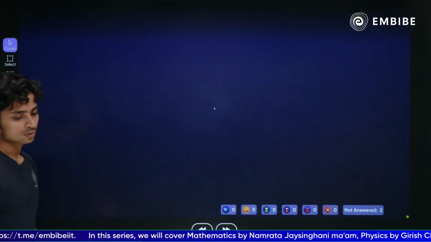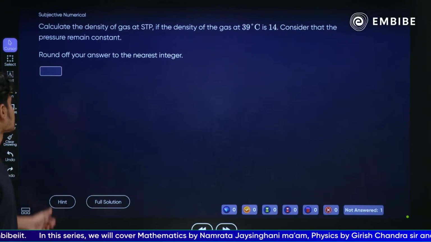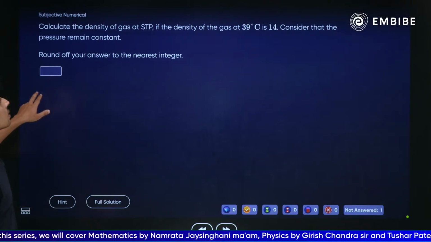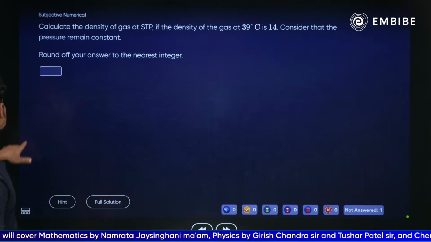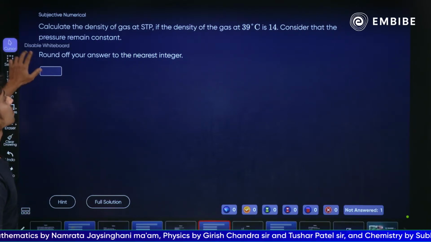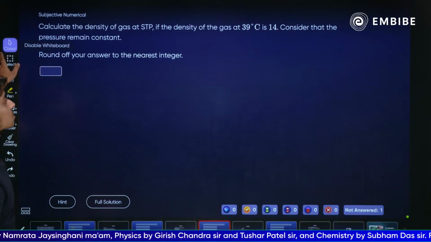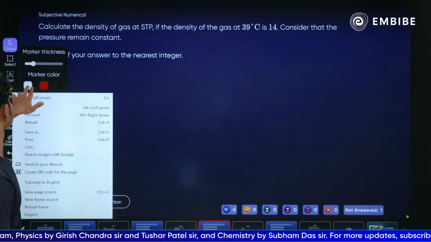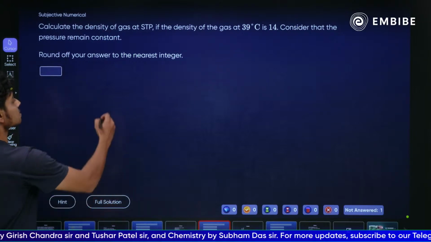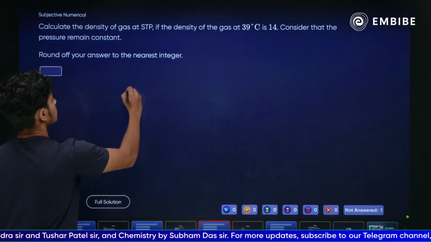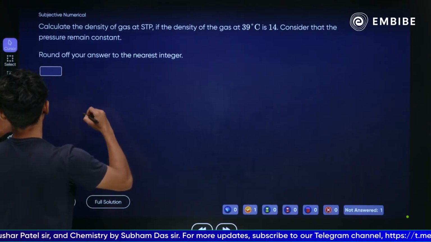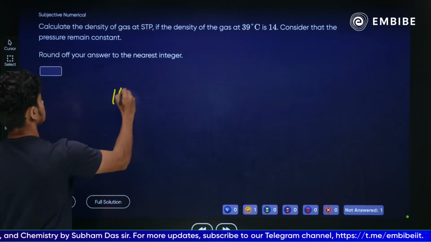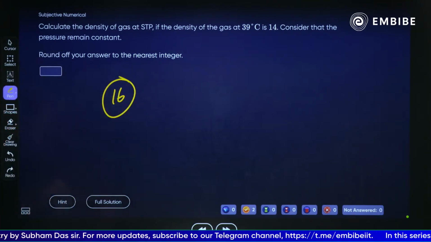Next slide will go. On the next slide, the question's answer is 16. Okay. This question is actually very easy. You guys can solve it. If you use the ideal gas equation, you should solve it. Okay. The answer is 16. So you guys can ask me. It's not an issue.